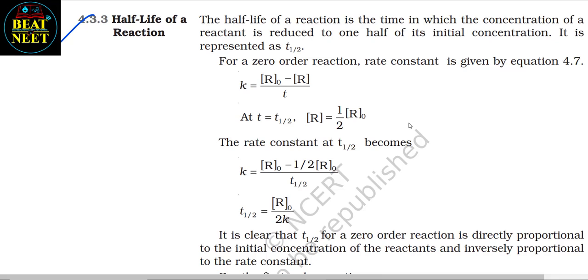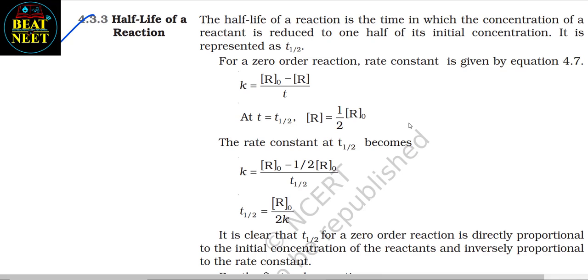4.3.3 Half-life of a reaction. The half-life of a reaction is the time in which the concentration of a reactant is reduced to one half of its initial concentration. It is represented as t half. For a zero-order reaction, the rate constant is given by equation 4.7: k = (R0 - R)/t. So t = t half, and R = 1/2 R0.